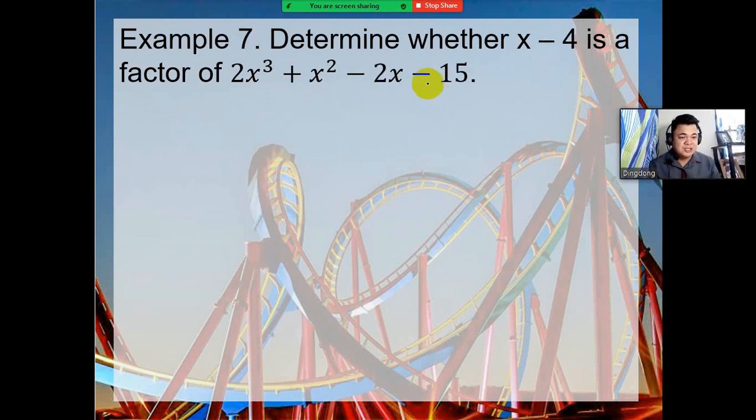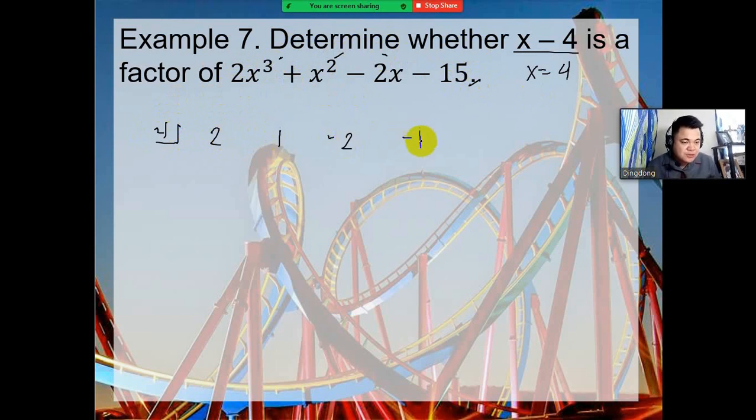So let's have the next example. Determine whether x minus 4 is a factor of 2x cubed plus x squared minus 2x minus 15. So x is also 4. We are going to determine if x minus 4 is a factor. Then next, let's use synthetic substitution. Let's check if this is complete, and according to what we are seeing right now, it's complete from degree 3 to 1, 0, and it is also arranged. So our divisor is 4, and then we just take the coefficients, 2, 1, negative 2, negative 15. Let's see if we have a remainder of 0.